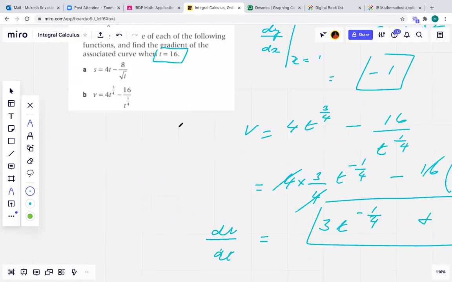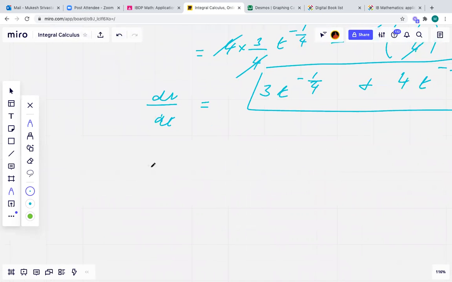I'll just get my calculator. No, we won't use calculator in this. You try to do it without calculator. Only when we have to find area in integral calculus will we use the calculator. Let us do it without calculator.